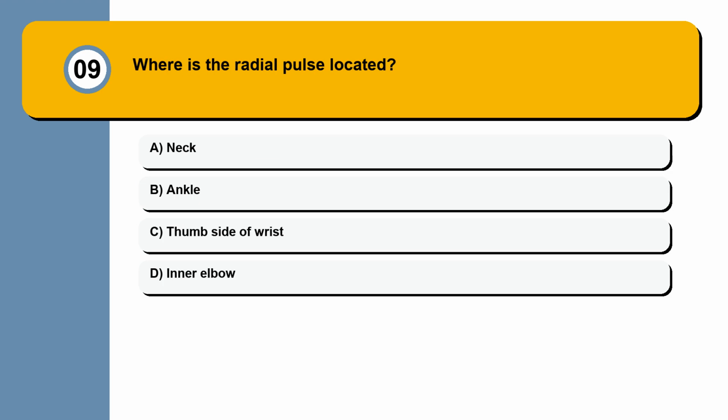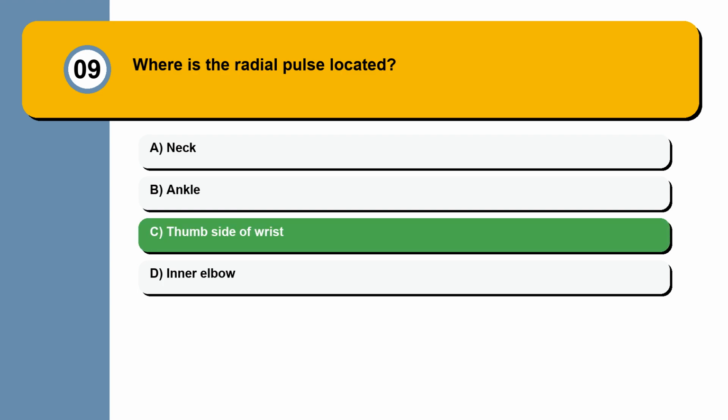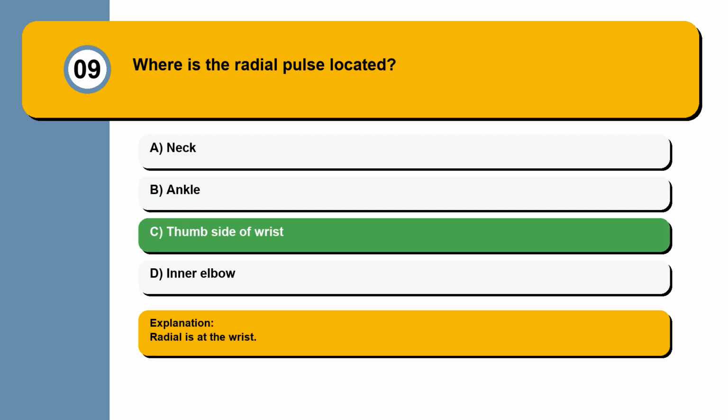Question 9. Where is the radial pulse located? Neck, ankle, thumb side of wrist, inner elbow. Radial is at the wrist.